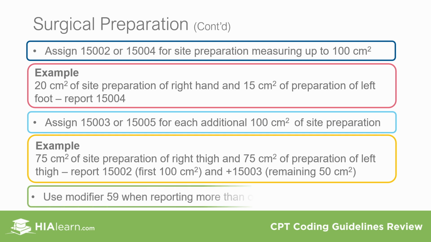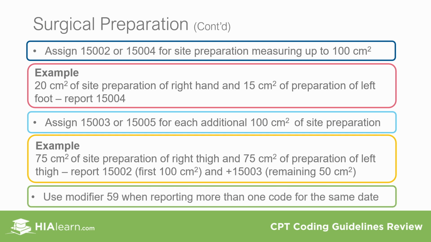Modifier 59 is used with codes 15002 and 15004 to indicate a distinct procedural service when more than one code needs to be reported for the same date of service.